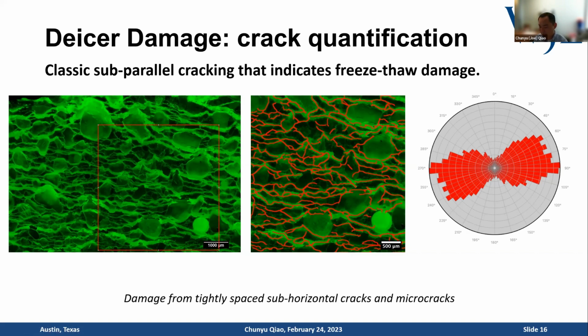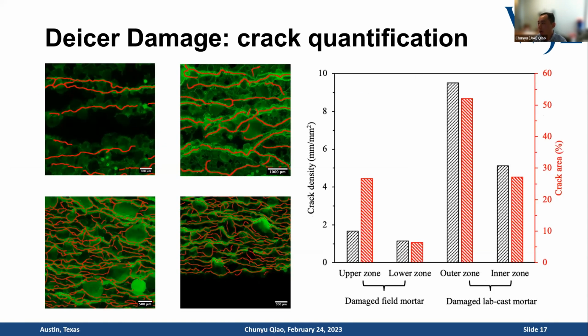In addition to those easily identified orientations, more importantly, we can measure the width and the length of those crack fragments in different locations, and we can measure and quantify the crack density and crack area to see how much stress and expansion has occurred in different locations.